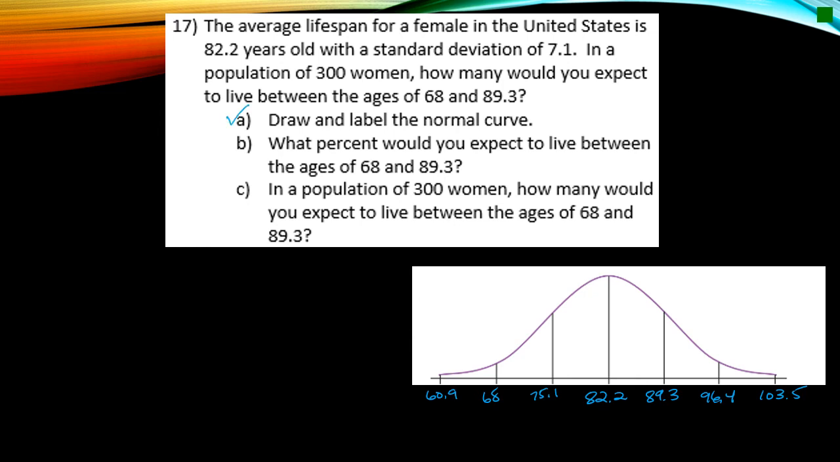What percent would you expect to live between the ages of 68 and 89.3? So before I move forward with this problem, I'm going to do all my percentages. And again, these are things you need to have memorized. Okay, so I'm looking between 68 and 89.3. So here is 68 and here's 89.3. So I need to add up these three percentages. And that's going to give me my answer for part B.